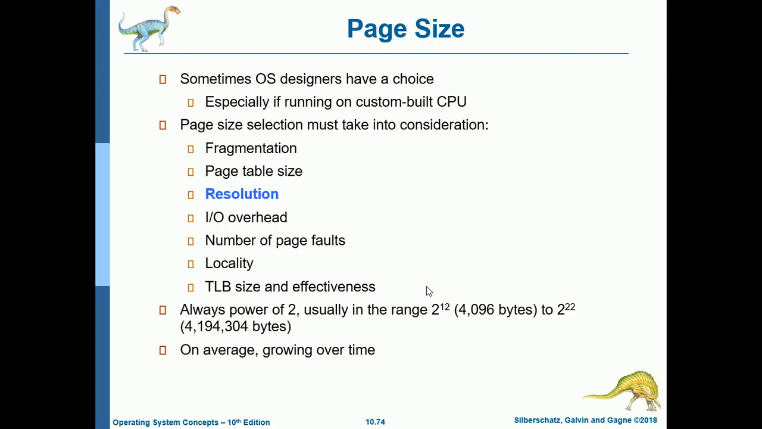It's always a power of 2, usually in the range of 2 raised to 12, which is 4,096 bytes, or 2 raised to 22, which is 4,194,304 bytes. On average, it is growing over time because, of course, our hard drives are growing in size and so is the capacity of our main memory.